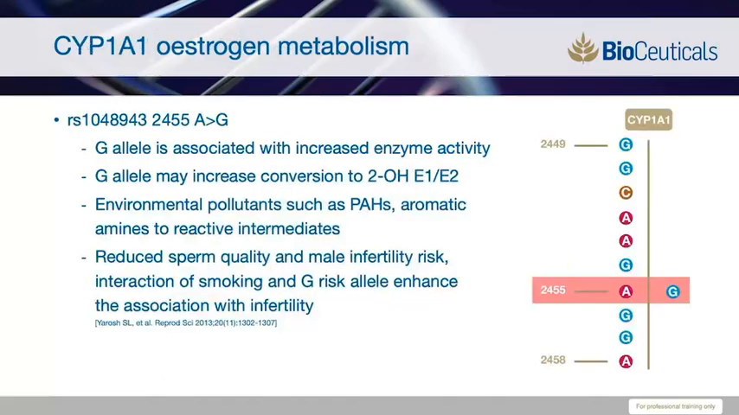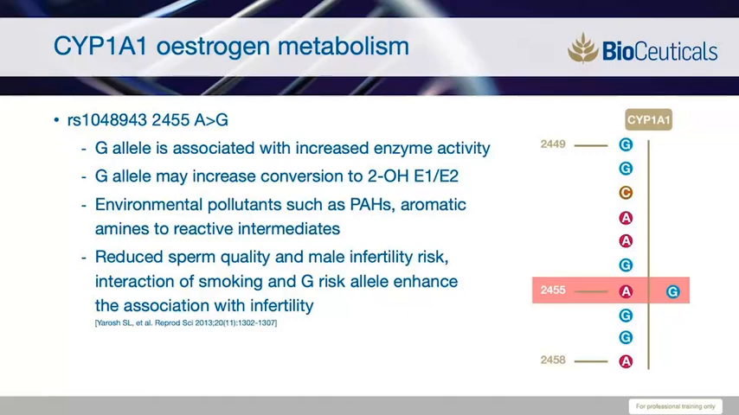So with cytochrome P450-1A1, which is what pushes estrogen down to that 2-hydroxy pathway, there is a particular SNP at position 2455 where an A changes to a G. The G allele is associated with increased enzyme activity, so this could potentially mean that you would have an increased amount of 2-hydroxy metabolites. That may not be an issue. You need to think about it in relation to your patient. I'd be more concerned about the 4-hydroxy.